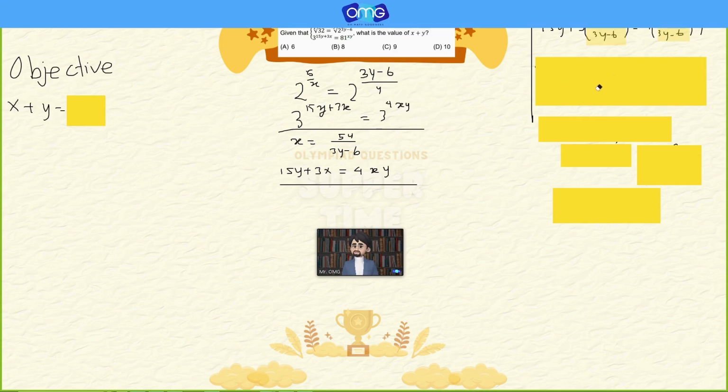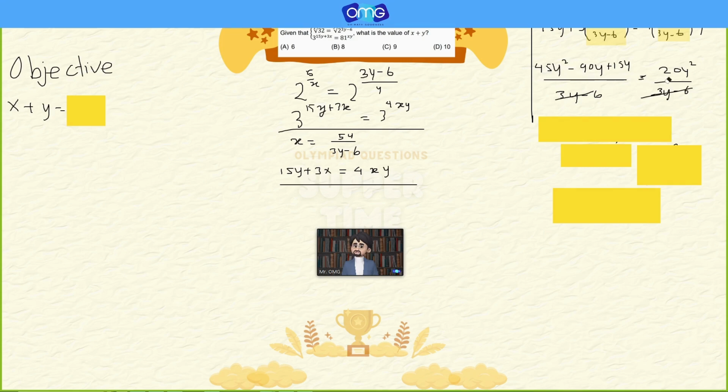After we substitute, we make the same denominator. We get 45y squared minus 90y plus 15y, and this, and we cross out the bottom because they're the same, 3y minus 6. We get the quadratic equation 25y squared minus 75y equals 0, which gives us y equals 0 or y equals 3.